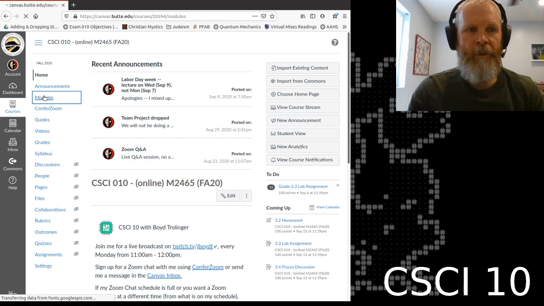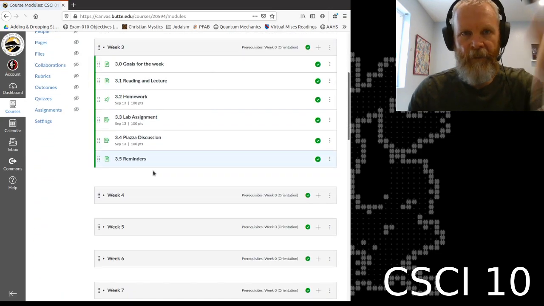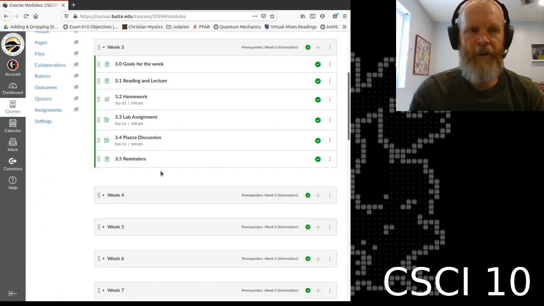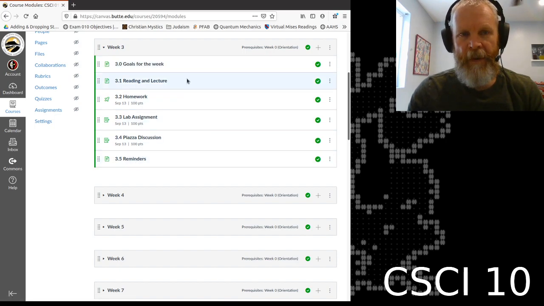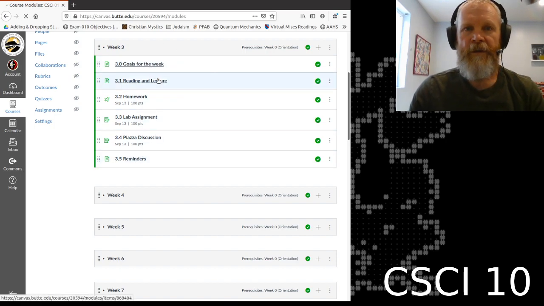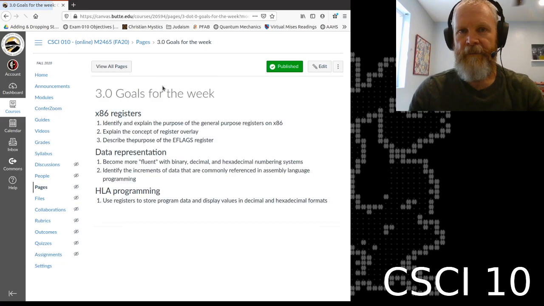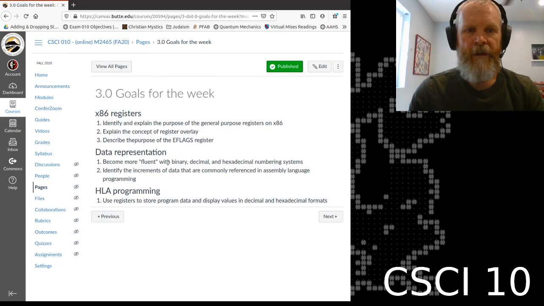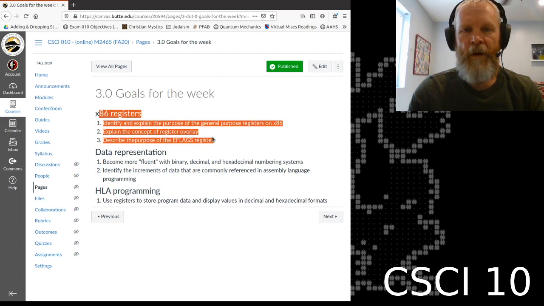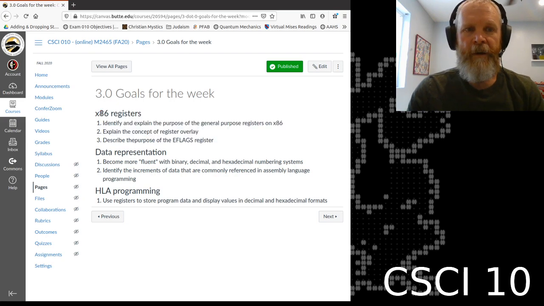So I'm going to go to the modules page, which you could also access from the home page. We're in week 3. So just step through the pages, as a reiteration of the course orientation. Our goals for this week are to get a handle on what a register is, and more specifically what the registers on Intel processors look like.